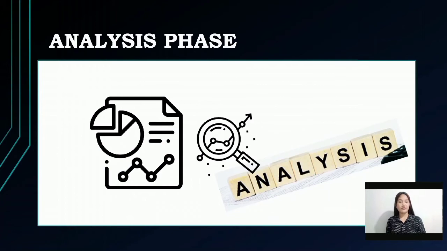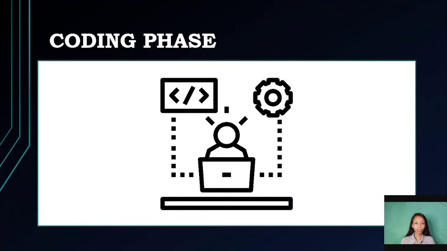Second is the analysis phase. In this phase, the proponents examined the requirements gathered on the current system and came up with a solution in how to improve it and how it will benefit the students and the chairperson. Coding phase. In this stage, the proponents will start to build a system prototype in accordance with the input design elements described in the design phase.